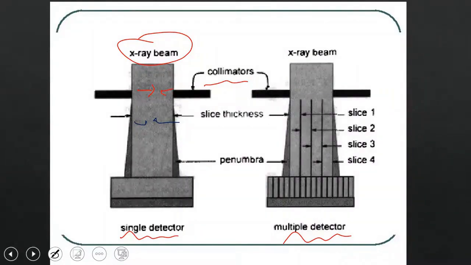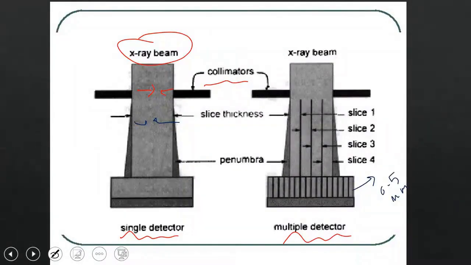In the multi-detector, the situation is different. Why is it different? Because you have the row of the detector itself, which contains detector elements, and each detector element has a specific size. For example, let's say I have a detector element that is 0.5 millimeters.